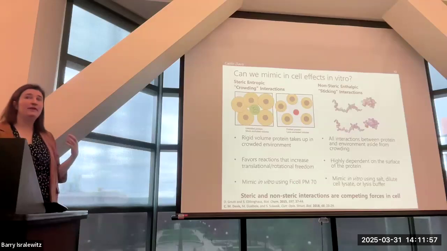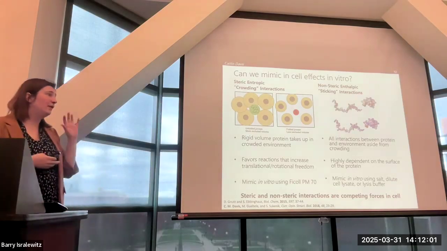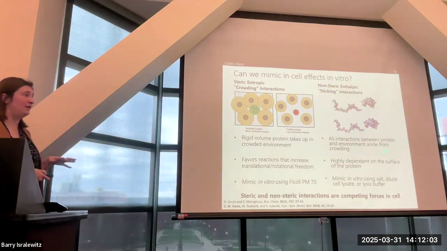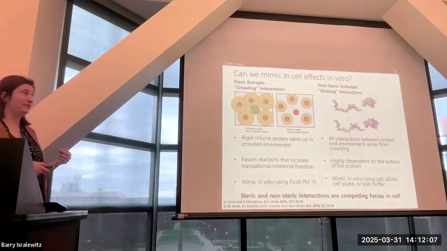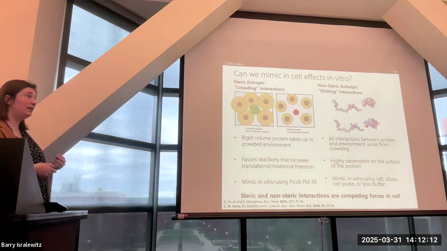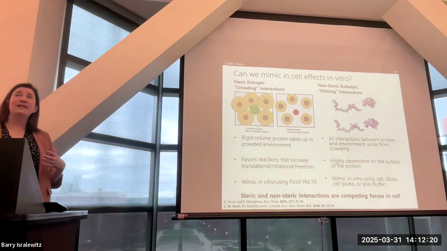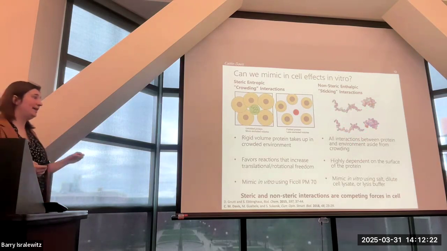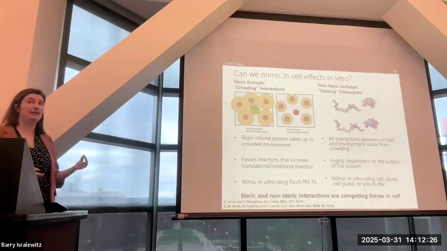And then we can also think about chemical interactions, or those surface interactions between molecules. This accounts for all of the interactions between the protein and the environment, aside from crowding. And this is highly dependent on the surface of the protein. If we look at the difference between the folded and unfolded state of this protein here, we see that the chemical composition of the surface changes between these states, as does the charge. So there are a lot of different things that we can consider when we're thinking about what's giving rise to differences in chemical interactions in cells.